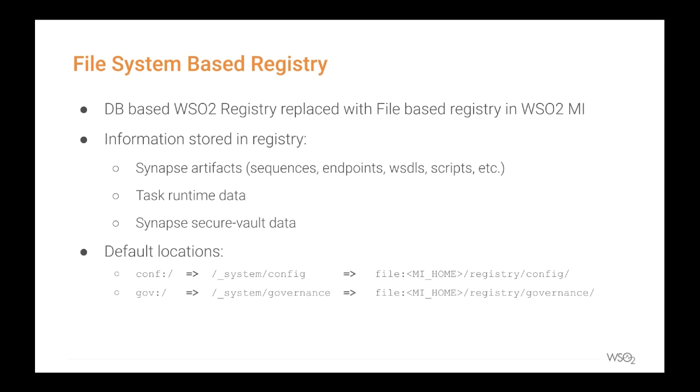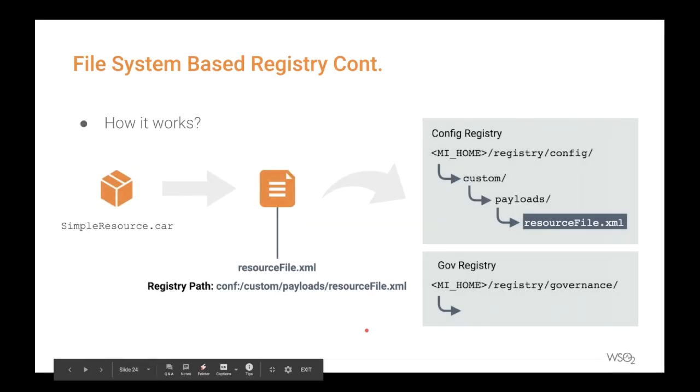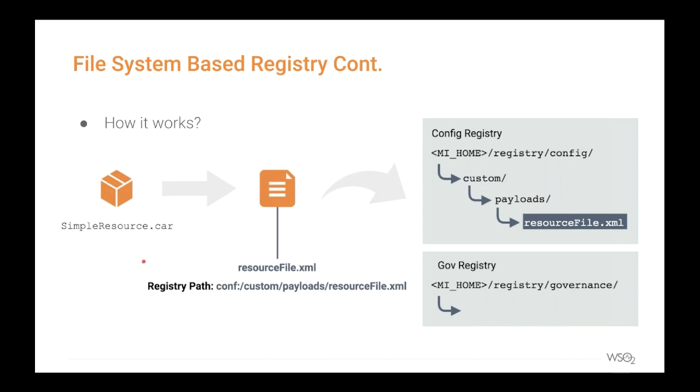It will be created as a file there, and you can go there, open it up and see. Now let's see how this registry works. Say you have a simple resource car file here, and inside that you have a registry resource called resource file.xml, and its path is conf custom payloads resource file XML. That is, it should go to the configuration registry and reside in the custom payloads folder. So how that's mapped in the micro integrator is, it will first go to the registry root of the micro integrator, then config, and inside that there will be a folder structure called custom payloads.